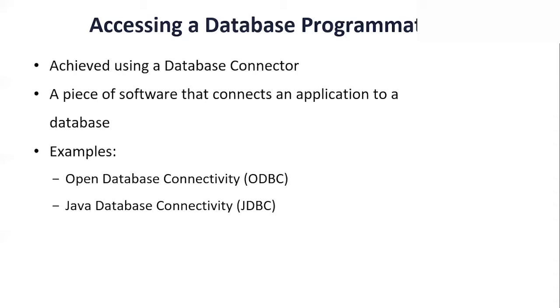For different programming languages, there are different database connectors, and for different database management systems. There are a lot of examples, like Open Database Connectivity, or ODBC, is one such database connector. And then we have Java Database Connectivity, or JDBC, that is specifically for Java. Similarly, for different programming languages, there are various other database connectors developed by either third parties or by the developers of the programming language themselves.